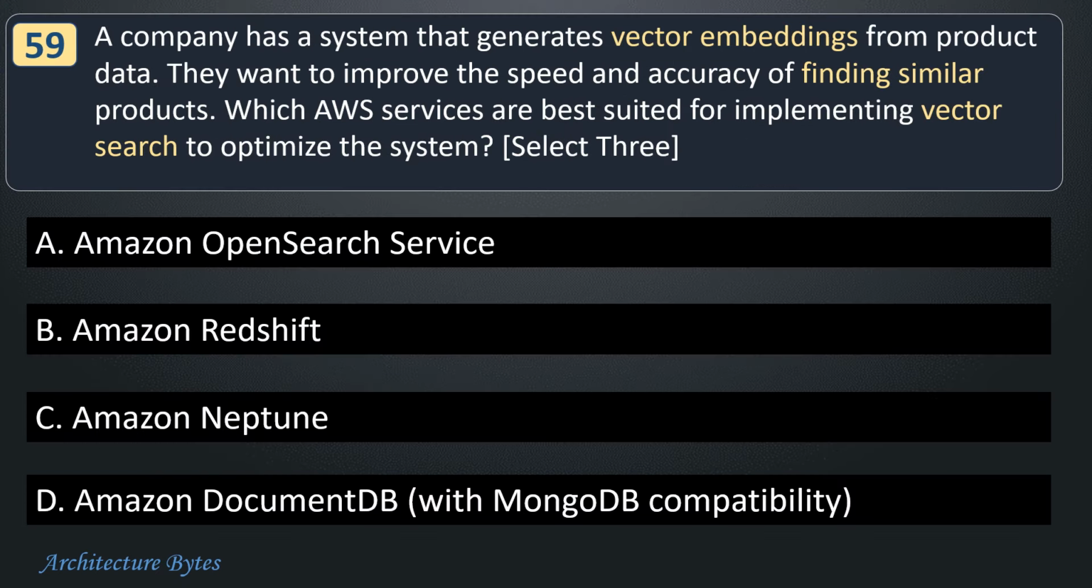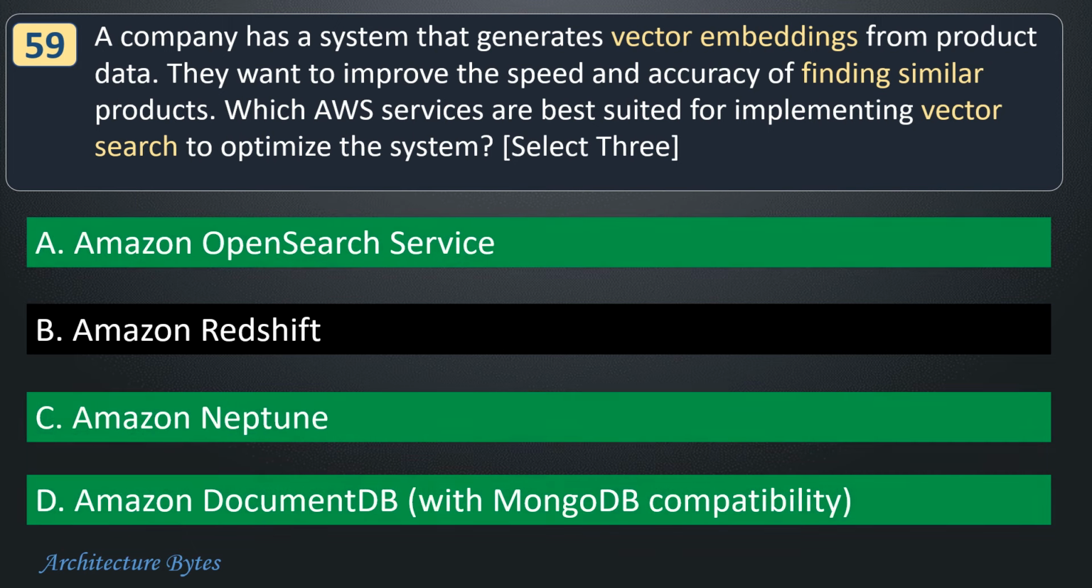A company has a system that generates vector embeddings from product data. They want to improve the speed and accuracy of finding similar products. Which AWS services are best suited for implementing vector search to optimize the system? Option A, OpenSearch Service, B, Redshift, C, Neptune, or D, DocumentDB.